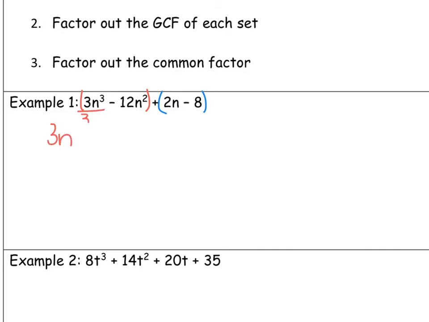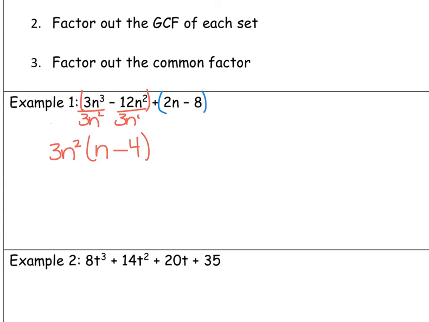The GCF is 3n squared, so I'm going to divide this term by 3n squared and this term by 3n squared. When I do that, I'm factoring out the 3n squared. 3n cubed divided by 3n squared is just n, and minus 12 divided by 3 is 4, and n squared divided by n squared is 1. So we have 3n squared times the quantity n minus 4.